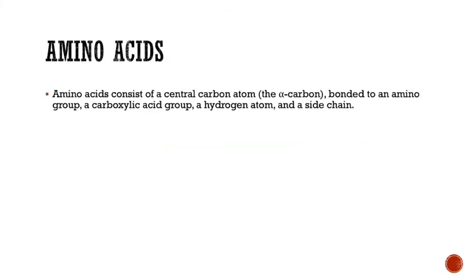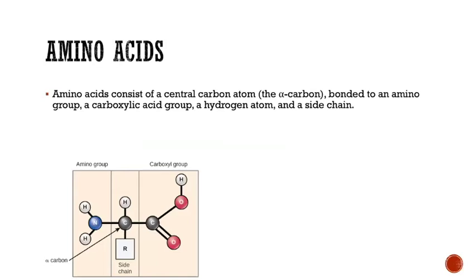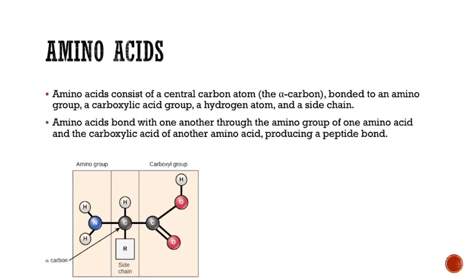Okay, so amino acids. Amino acids consist of a central carbon atom, also known as the alpha carbon, bonded to an amino group, a carboxylic acid group, a hydrogen atom, and then a side chain. So here is the basic structure. You have your alpha carbon here, bound to an amino group and a carboxyl group, and this side chain. The side chains are different, but they are specific to the specific amino acid.